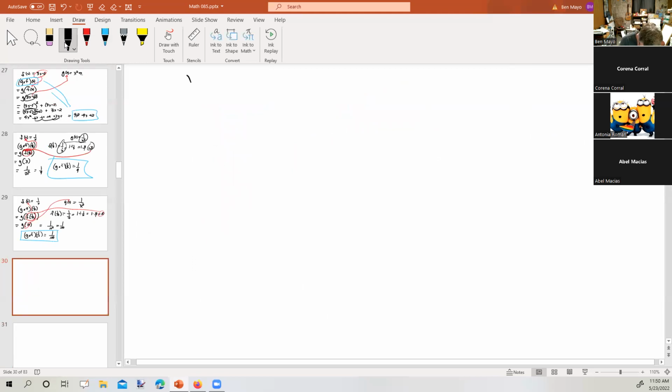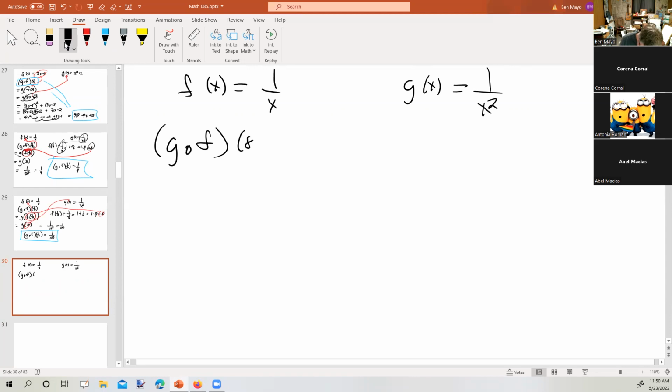Again, let's take f of x equals 1 over x and g of x equals 1 over x squared. And let's find g composed with f of 8x. So we're going to be replacing x with 8x. So g composed with f of 8x equals g of f of 8x.